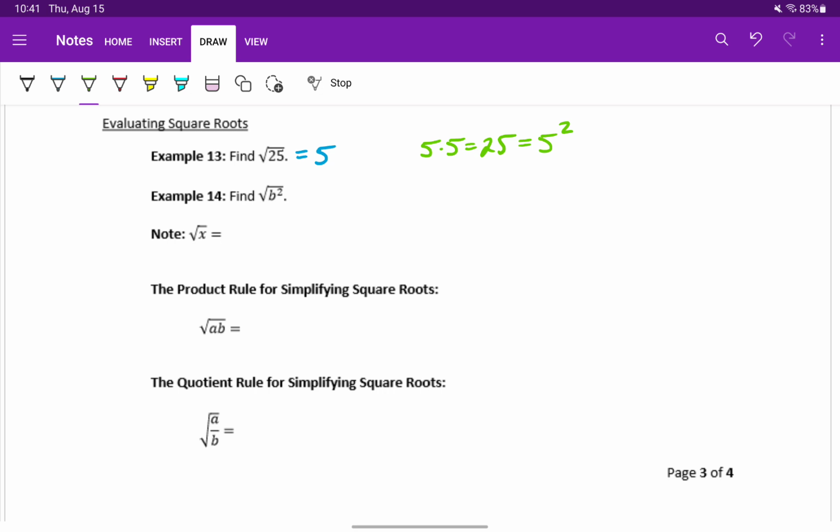And square roots are just the inverse operation of exponents, or radicals, I should say, are the inverse operation of exponents. A square root is the inverse operation of squaring something. So to find the square root of a number, we just need to find a number multiplied by itself that gives us the number under that radical. Meaning that similarly, in example 14, if we want the square root of b squared, that would be b, because b times b equals b squared. So square root means find a value that multiplied by itself would give you the value that exists under the radical.